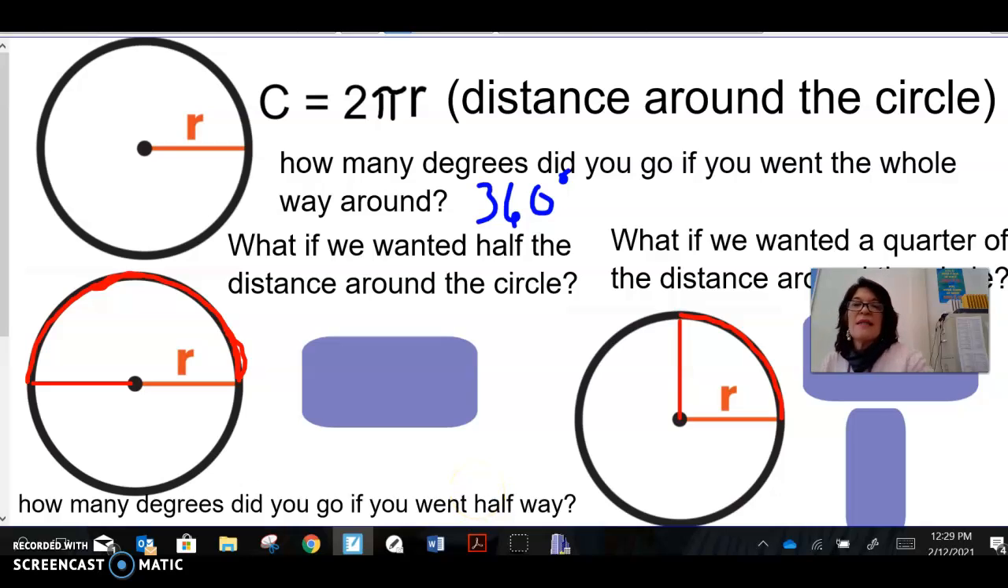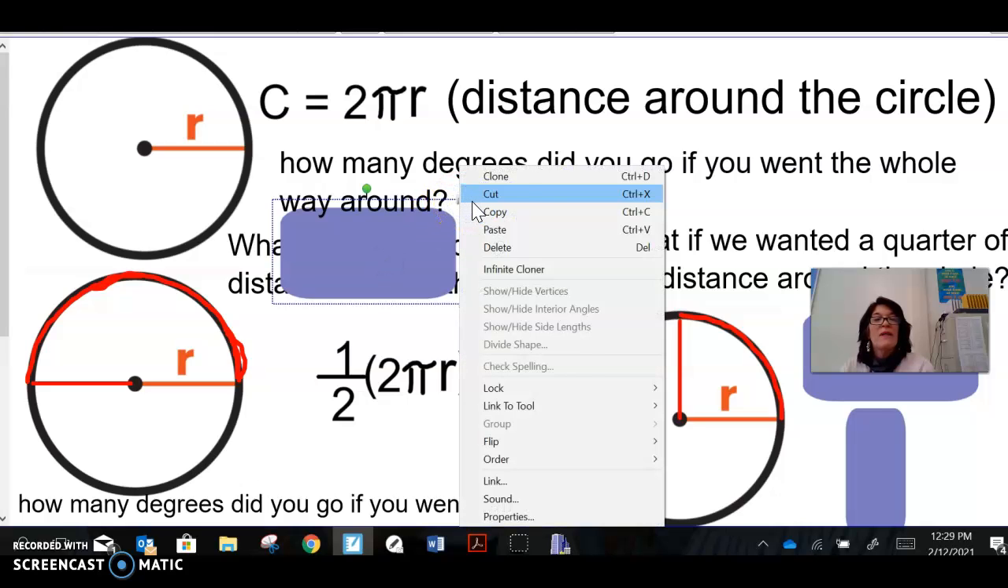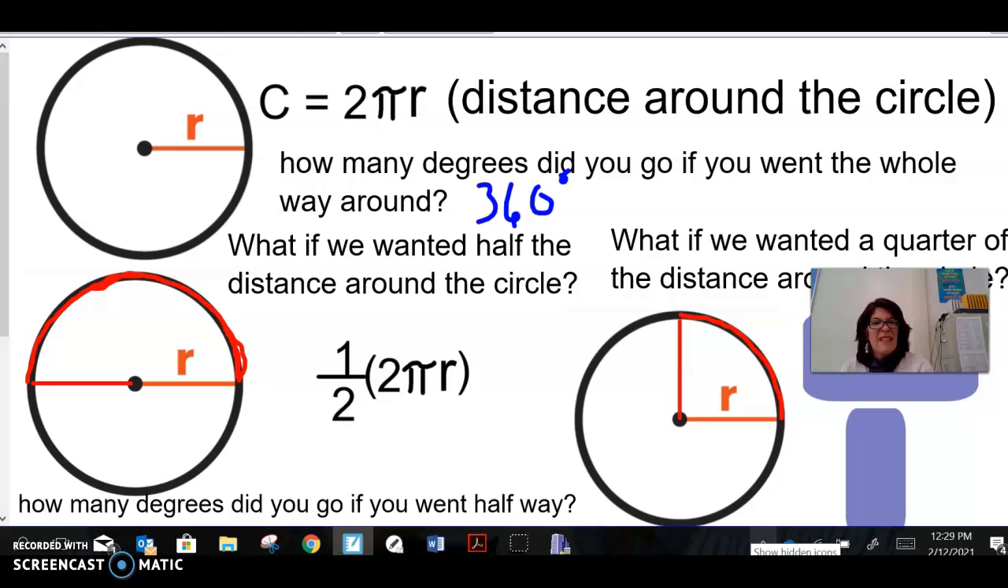What if we wanted half the distance around the circle? I just want to know half of that. So what I would do is take half of 2 pi r. Does that make sense? Well, half of 2 is 1. So another way to write this would just be pi times the radius. That would be halfway around. Halfway around is just pi r.